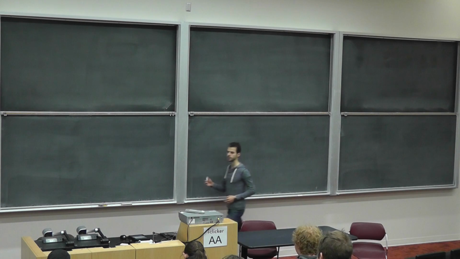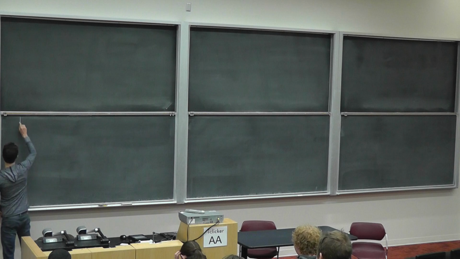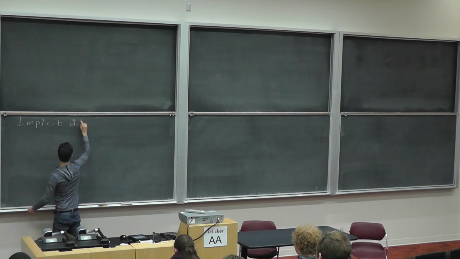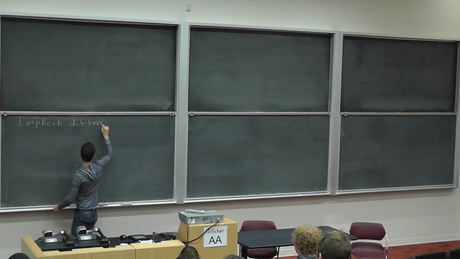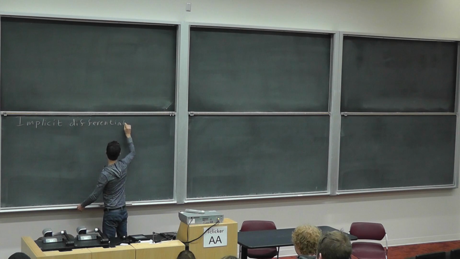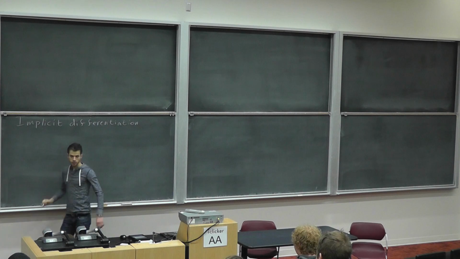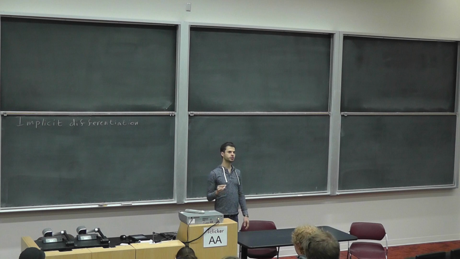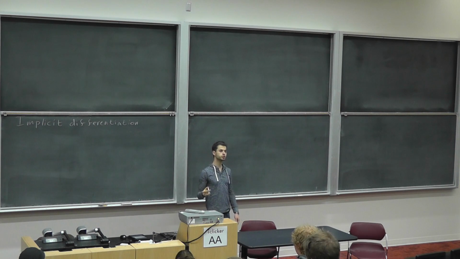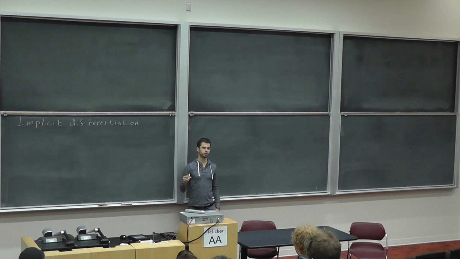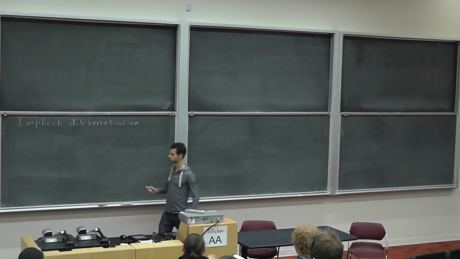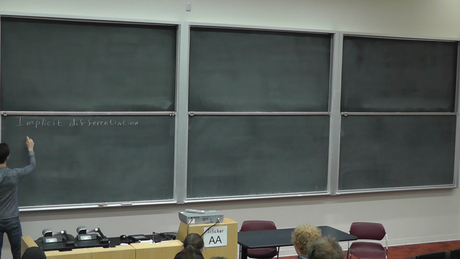Let me start with the problem on implicit differentiation first. So let me recall that problems on implicit differentiation are useful whenever you want to find the tangent line to a curve which is given by some equation. So a typical problem on such a topic would look like this.